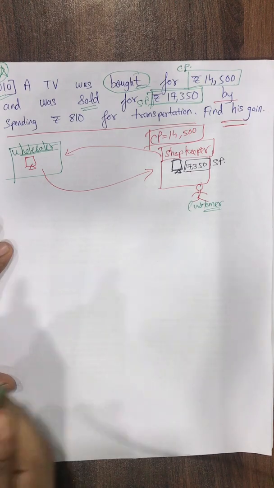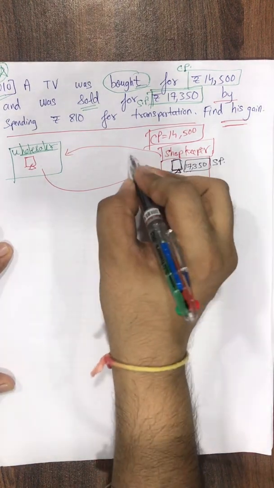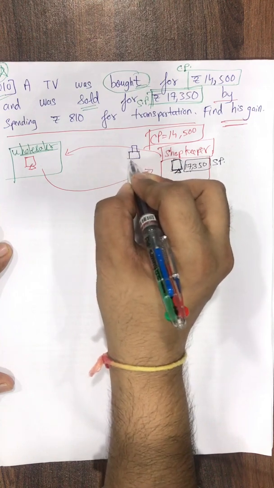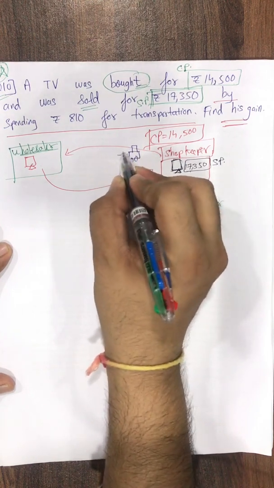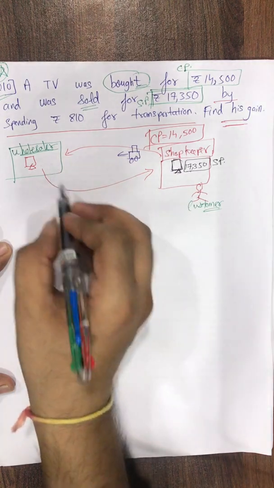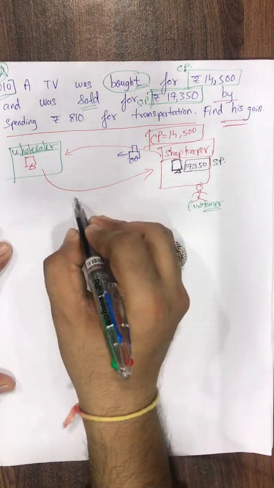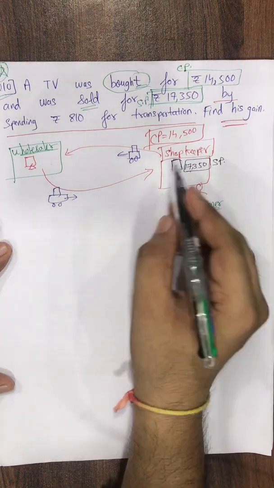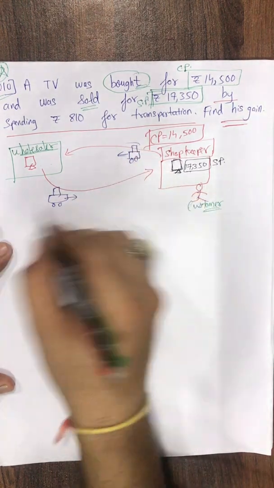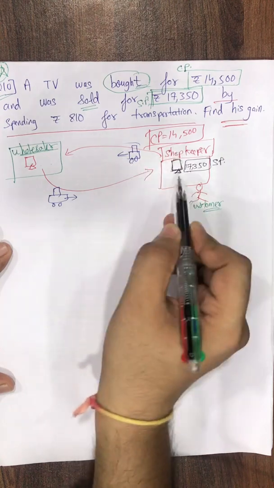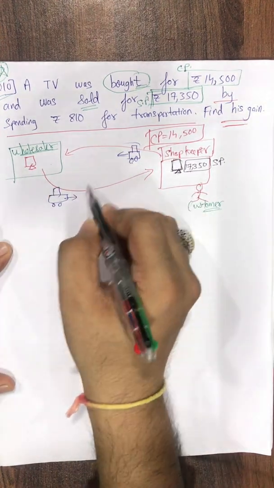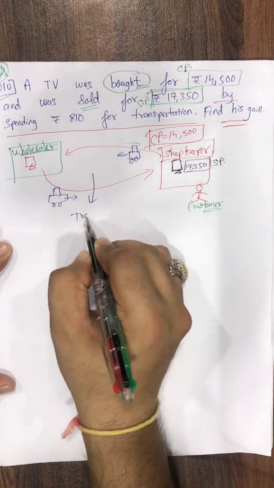So what happened, students? I boarded a cab from here. I'm not good in drawing, please excuse me. I boarded a cab from here, went to the wholesaler's shop, took the TV and returned back with the cab. You know, students, this is the transportation: I went from my shop to the wholesaler, then from the wholesaler I came again here. It cost me this transportation.